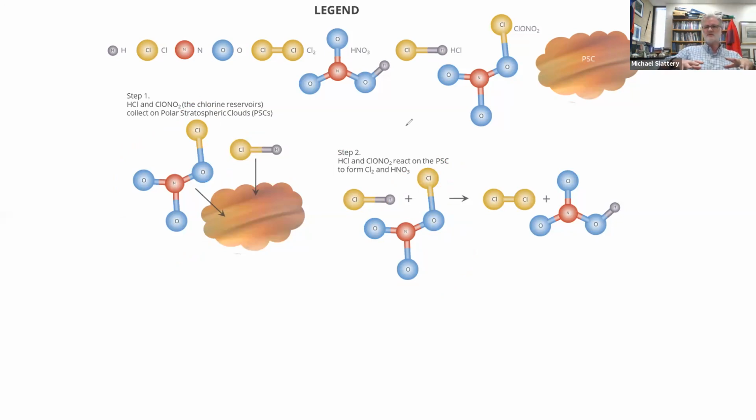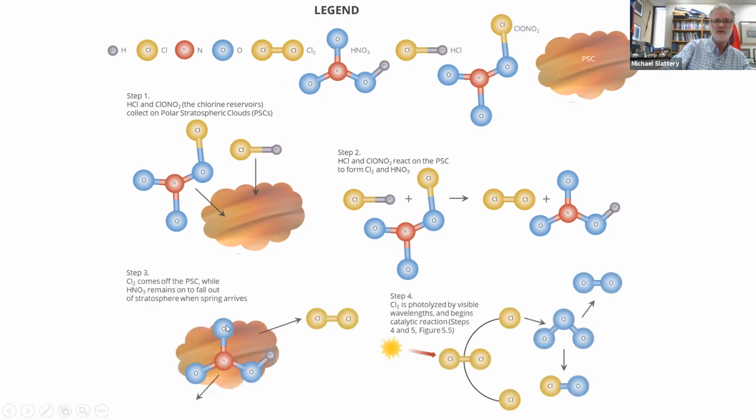So the sun goes down, the clouds form. The reservoir gases that have been transported to the poles go, there's my base. I can see the cloud, I hop onto the cloud, I react, I form the molecular chlorine and the nitric acid, okay? Then what happens? All this is happening in the dark while the penguins are freezing underneath. Then what happens is the molecular chlorine, the Cl2, hops off the cloud.